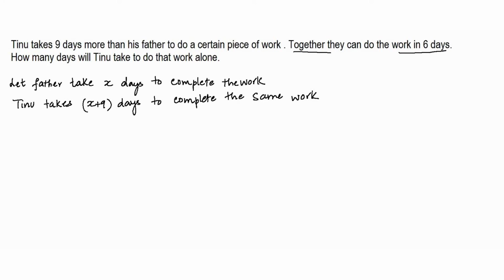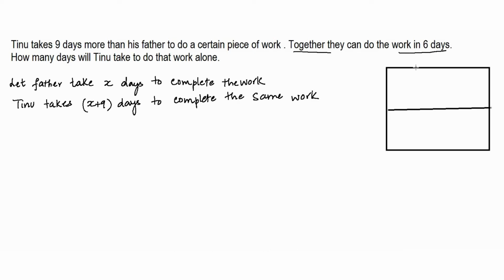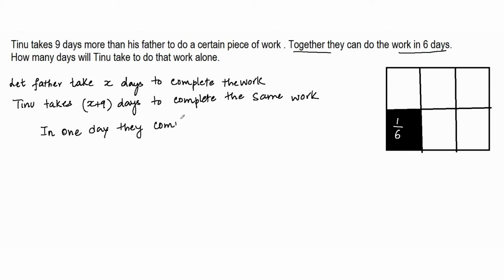So suppose this is the amount of work that they have to do. It is said that they can complete this work in 6 days, meaning that if I divide this work equally in 6 equal parts, then it means that in one day they complete 1/6 of the work, isn't it? In one day they complete 1/6 of the entire work.